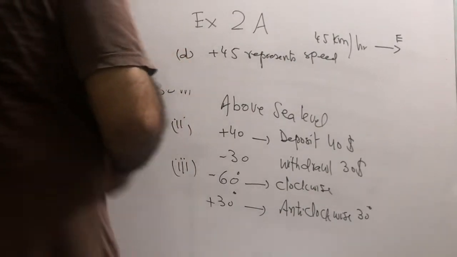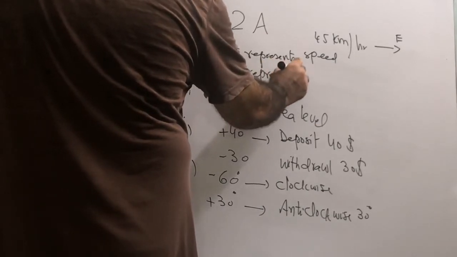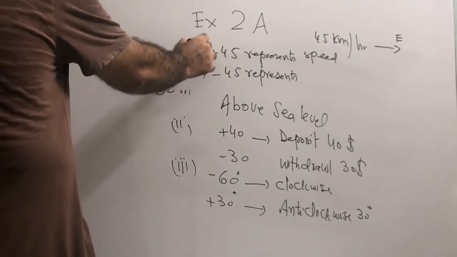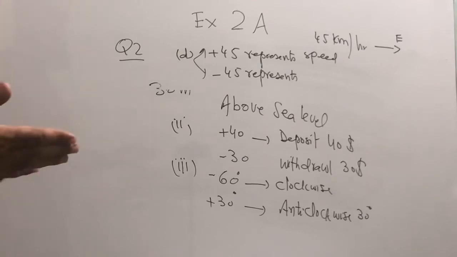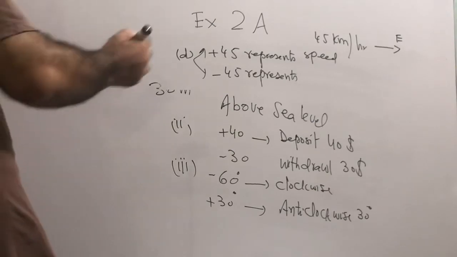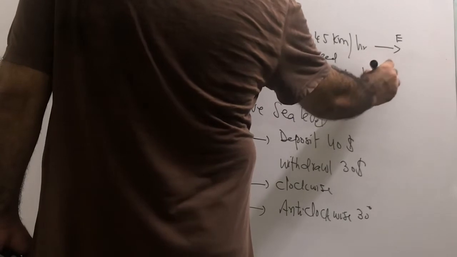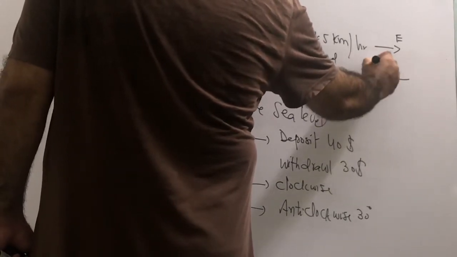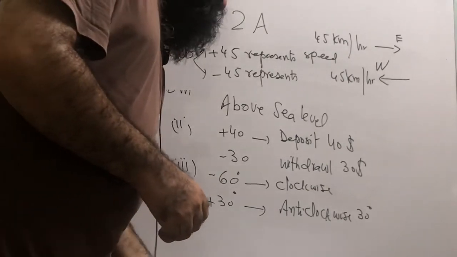Then minus 45 represents, this plus and minus in speed is due to the directions. Okay. If plus is representing east, then minus will be representing west. So still it will be 45 km/h and it will be towards west. Okay. This is the answer for part D.